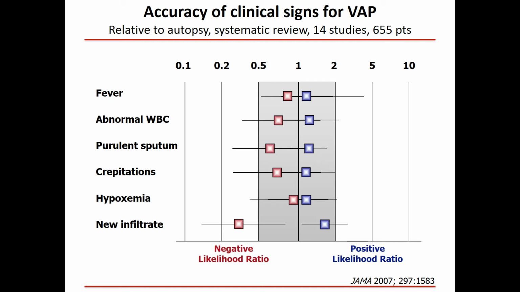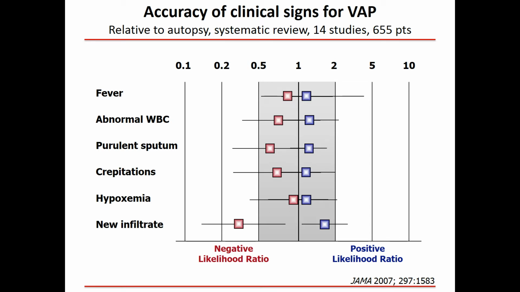You'll recall that a likelihood ratio tells you how to take your pretest probability of disease and multiply it by the likelihood ratio for the clinical sign, and that gives you your post-test probability of disease. So if your pretest probability is, say, that you think the patient has a 20% chance of having pneumonia, and you have one of these clinical signs present, if it has a likelihood ratio of 1, that means your post-test probability of disease is going to be exactly the same as your pretest probability. And what we see here is that the likelihood ratios for all the core clinical signs that we look for to diagnose VAP are just about 1.